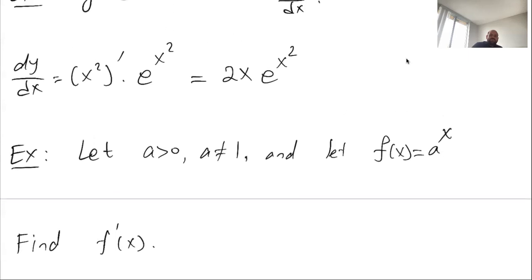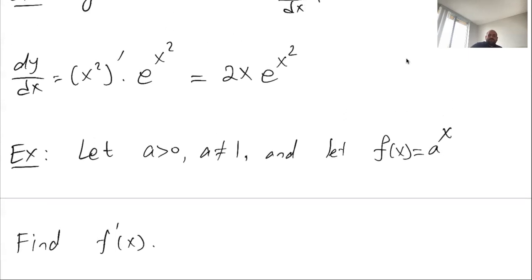So for example, a could be 2. A is a positive number not equal to 1. For example, what is the derivative of 2 to the power x? Or it could be 3. What is the derivative of 3 to the power x? We know the derivative of e to the power x is e to the power x itself. But what about 2 to the power x or 3 to the power x? What is the derivative of these functions?